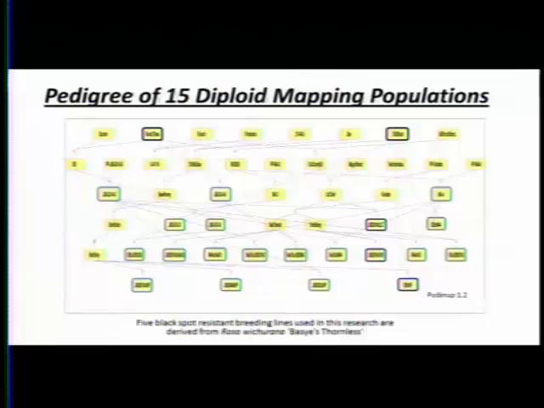I highlighted five, though I couldn't find them exactly. Anyway, there are 5 black spot resistant breeding lines used in our research, and all these 5 highly resistant breeding lines are derived from Rosa vitriana basiciolis. This means that if we detect any QTL or resistance genes in these mapping populations, the resistance sources may come from Rosa vitriana, or Old Blush.